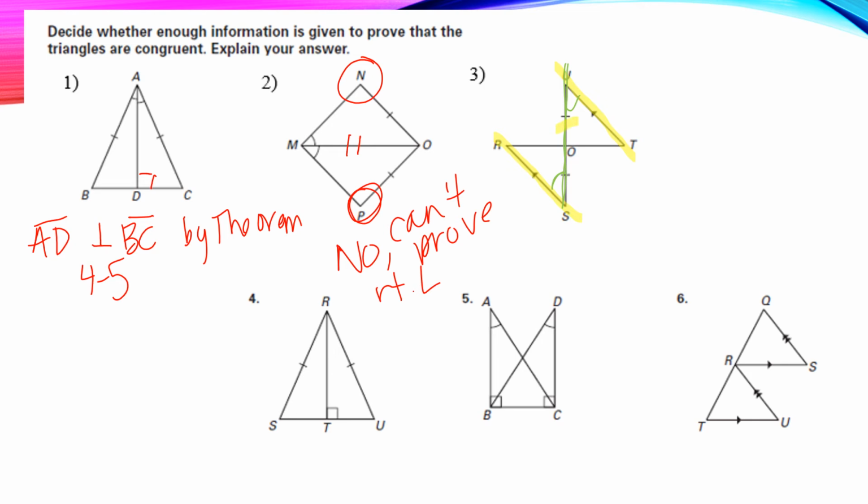Then if I work with the other transversal, this one here, I could say that alternate interior angles are congruent. So this one would be congruent to this one here. And then once I erase that, if you look, we have angle, angle, side. So these we could prove congruent because of angle, angle, side.